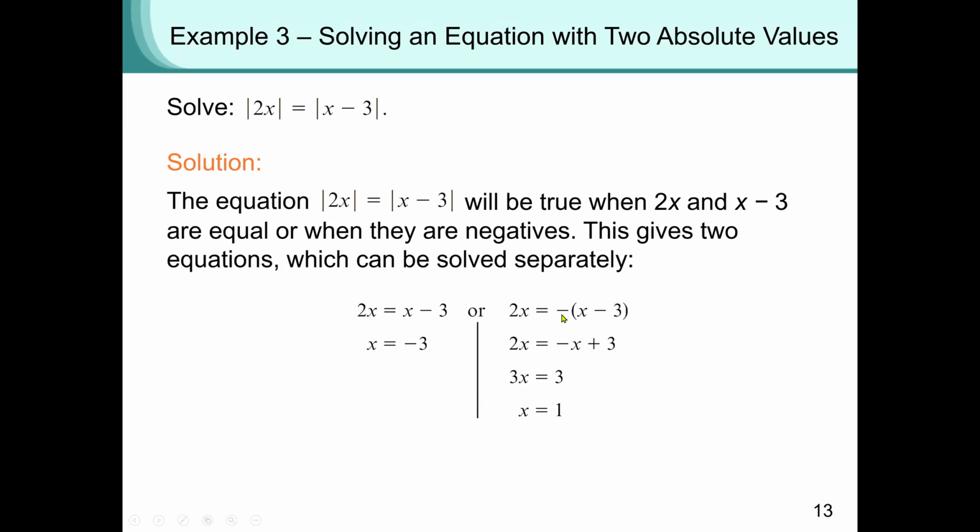Here, the first thing I'll do is remove the parentheses, so I'll get negative x plus 3. That's what we have here. Now we take our negative x. When it crosses the equal sign, the sign changes, so we get 2x plus x. So 2x plus x will give us 3x, which is equal to 3. We divide both sides by 3, we get 1.